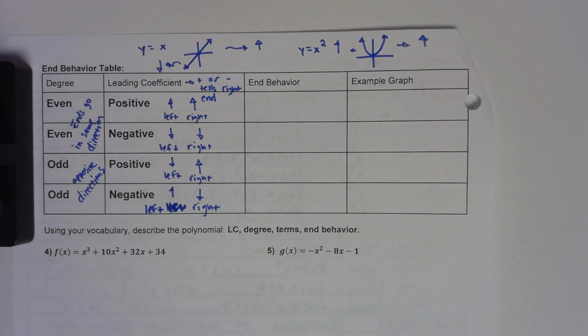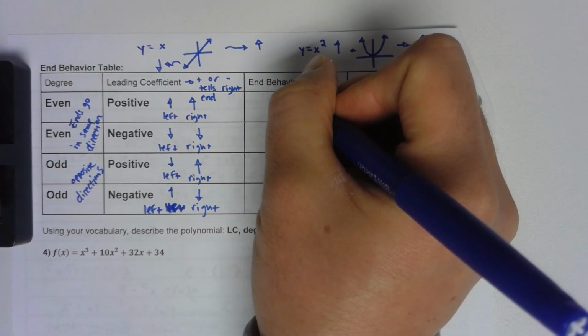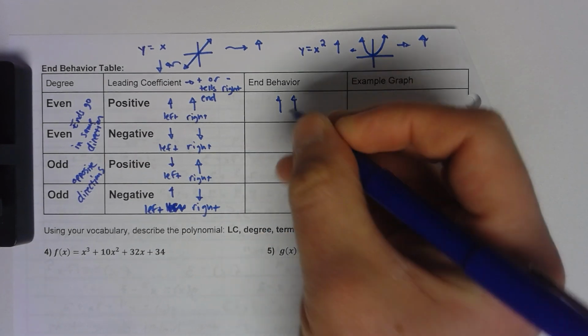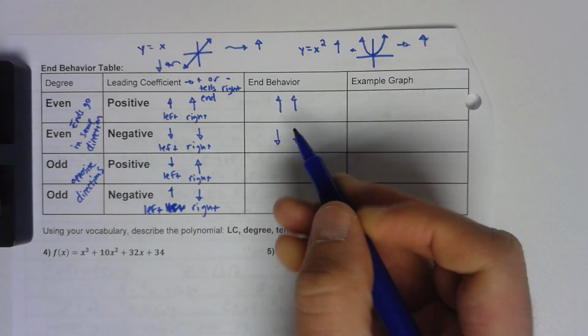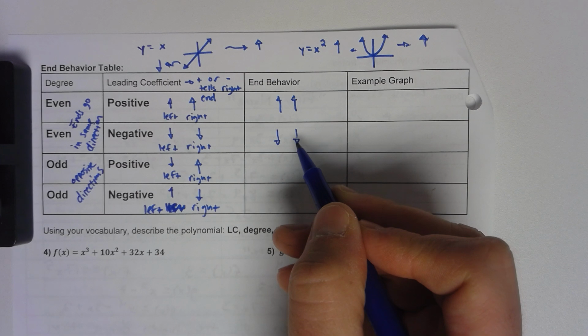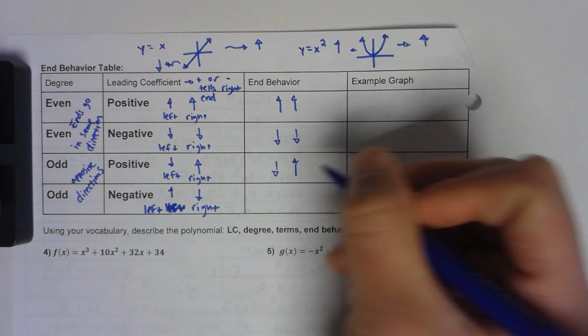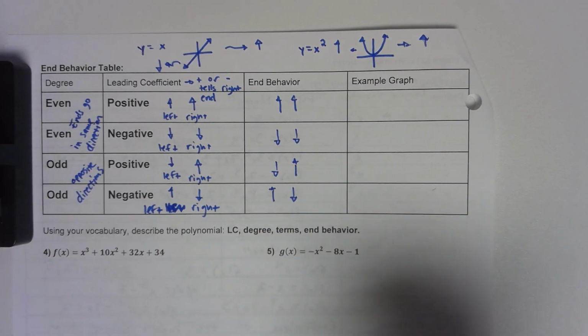Okay, so here's how we'll write those. You don't need to write the left or right. I know when you do this, you're saying the left is up, the right is up. Okay, negative, even, down and down. I know that you're telling me the left is down and the right is down. Okay, down then up. I know you mean the left is down, the right is up. Up and then down. I know the left is up and the right is down.